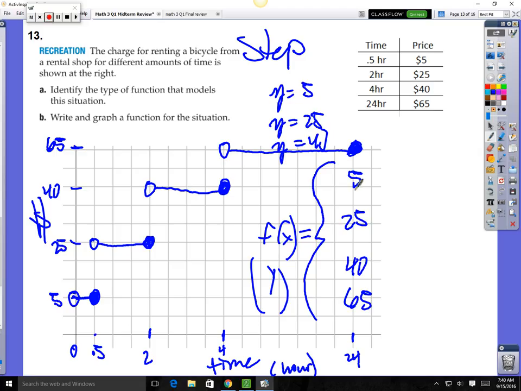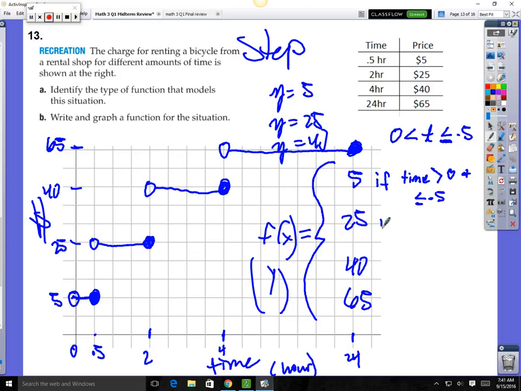Now, it only equals 5 if the time is between 0 and 30 minutes. So you can write it a couple ways. If the time is greater than 0 and less than 0.5. So we write it like this. You'll see it like this. Time is right in the middle. It's less than or equal to 0.5, but it's greater than 0. So the time's got to be bigger than 0. It's in between 0 and 0.5, but it's equal to 0.5.